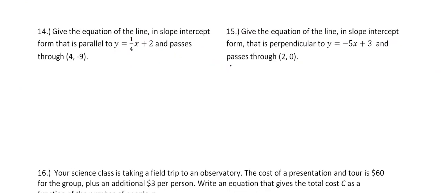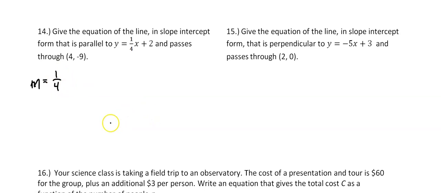This one, give the slope of the line in slope-intercept form that's parallel to y equals 1/4 x plus 2 and passes through the point 4, negative 9. So once again, I'm doing the same thing that I did on the first page here, but I just identify the slope in a little bit of a different way. Here it says we want to be parallel to this guy. Well, this guy has a slope of 1/4. Parallel means my slope has to be the same, so it's also going to be 1/4.